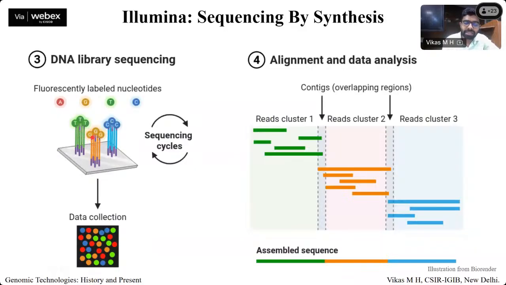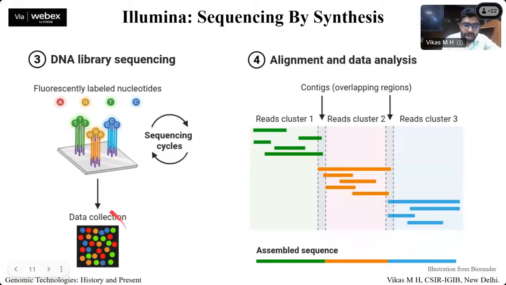So all of these will generate a unanimous signal, right? And this one will generate a signal for C. All these are fluorescent labeled, so whenever these are added, the fluorescent dye attached to these molecules is released. When you look from the top, each cluster is emitting a different color, corresponding to one particular base.